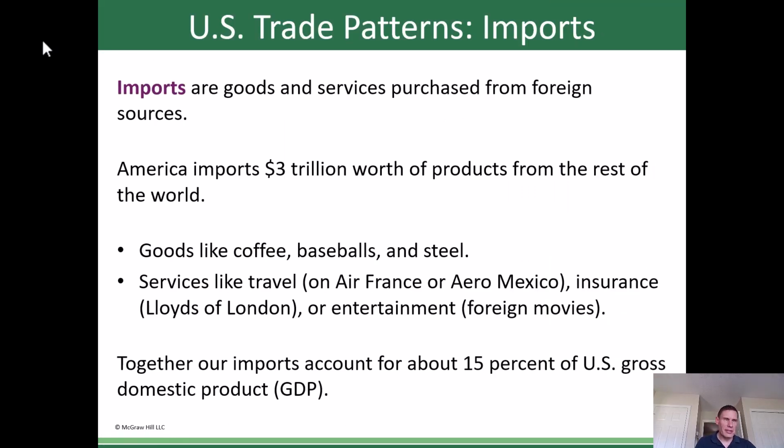So the first thing we'll talk about is imports and exports, probably terms that you've heard before. So we think of imports as goods and services that are purchased from foreign sources. So think about things that are coming into the country.